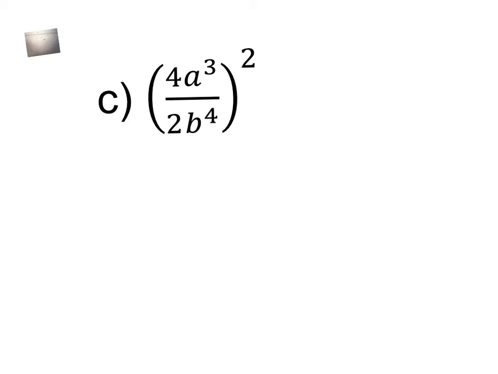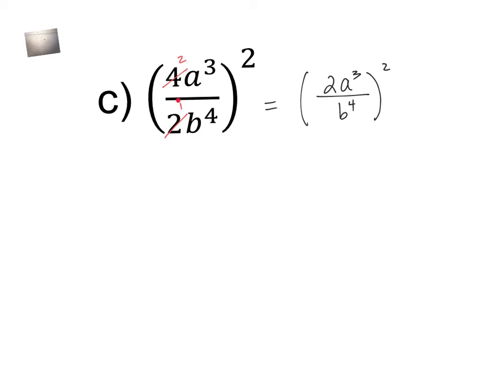So the number that goes into 4 and 2 is 2. 2 goes into 4, let's see, 2 times, and 2 goes into 2 1 time. So if there's a 1 here, it's a little bit redundant, so I'm not going to write the 1 anymore. So I really have 2 on the top instead of the 4, and a to the 3rd power. 2 is still outside, and b to the 4th.